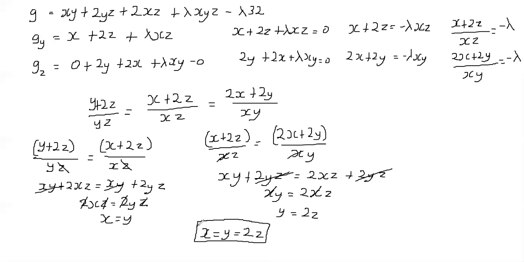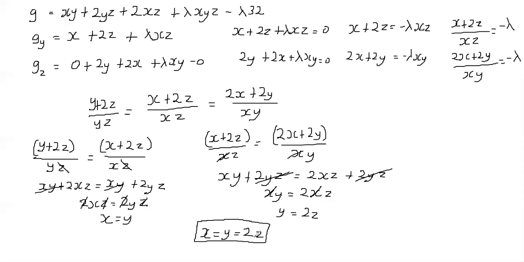So whatever may be the open box sum, we have this equation, that is x is equal to y is equal to 2z. So finally we have the condition. What was our condition? Our condition is volume xyz is equal to 32. We write x is equal to y and y is equal to 2z. So we have to write everything in terms of z.